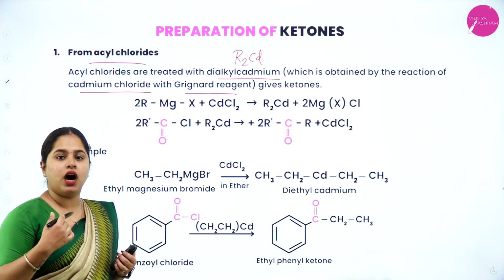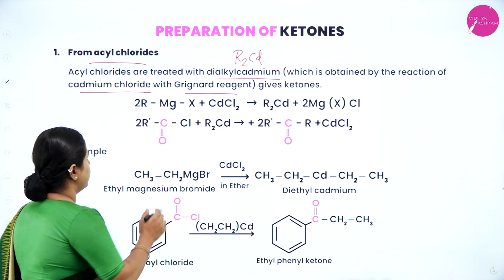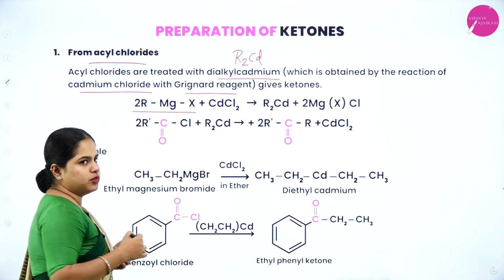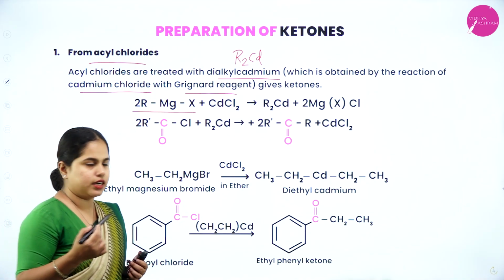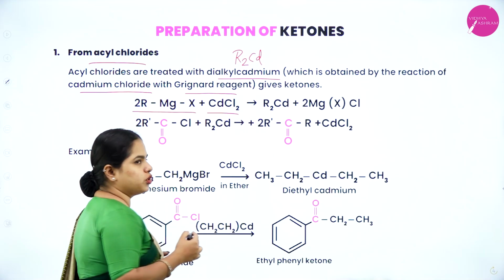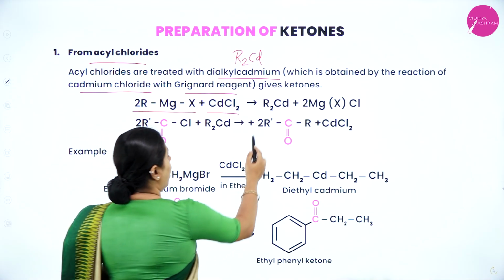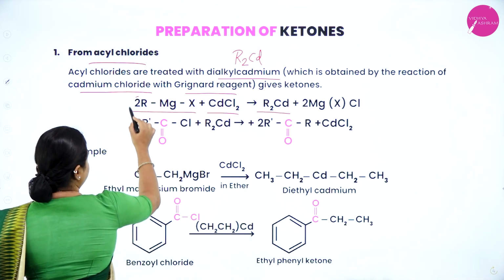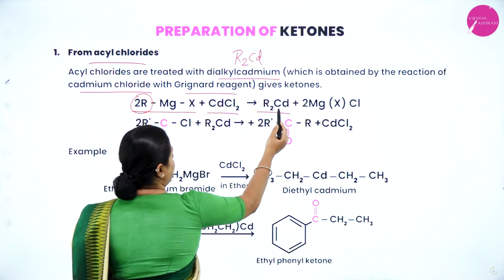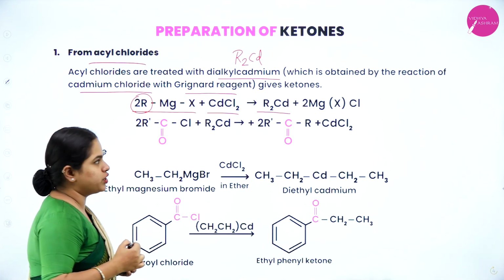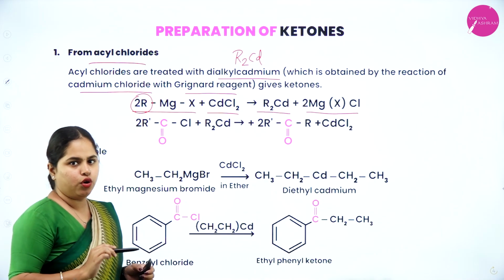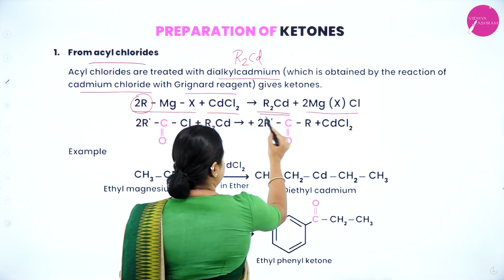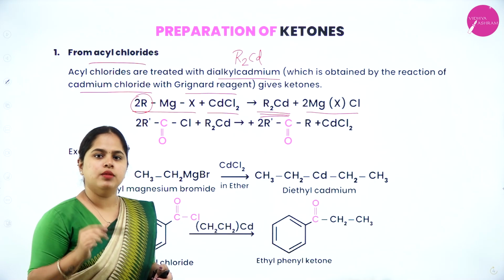So first let us see how dialkyl cadmium is prepared. So you have 2 moles of RMgX, that is your alkyl magnesium halide, which is Grignard reagent, reacts with CdCl2, cadmium chloride, to form R2Cd. So you have these two R, okay, and cadmium will be replaced there, R2Cd, and what is left behind? 2MgXCl, okay, you are going to obtain. So from this first step, this is your dialkyl cadmium.